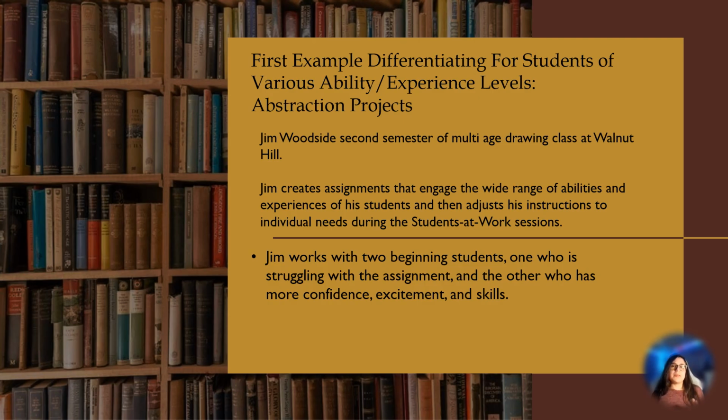The first example is differentiating for students of various abilities, experience levels, abstractions, and projects. This is James Woodside's second semester of multi-age drawing class at Walnut Hill. So he had a variety of different levels of students. What Jim did was create assignments that engaged a wide range of abilities and experiences of his students, and then adjust his instructions to individual needs during the students at work sessions. Jim works with two beginning students, one who is struggling with the assignment and the other who has more confidence, excitement, and skills.